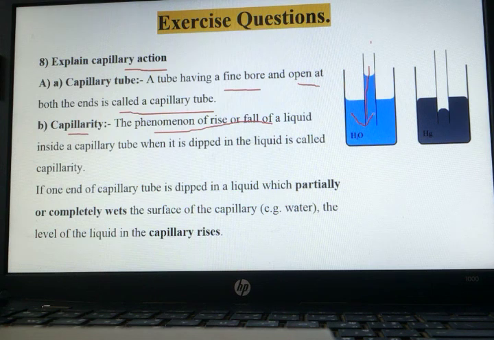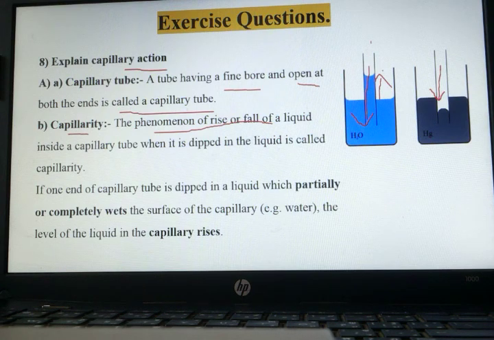As it is dipped inside water, there is a capillary rise of the liquid level. When this capillary tube is dipped inside mercury, the liquid level in the capillary tube is moving down, which is called a fall. Okay. When does capillary rise happen?